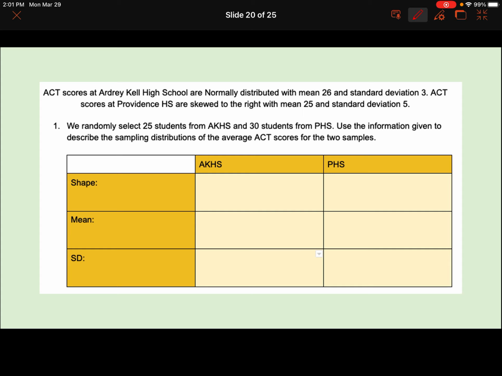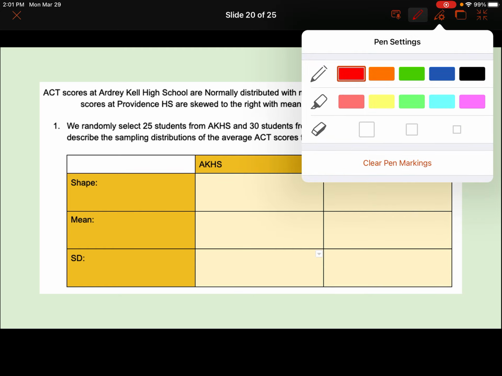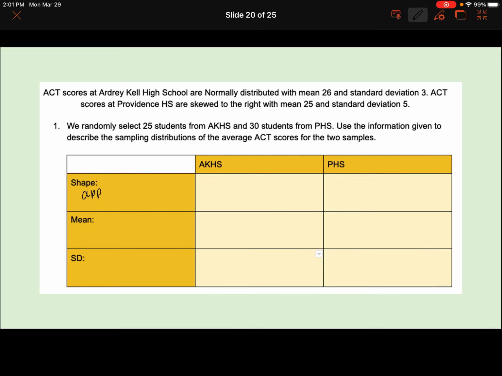All right, so for this, I'm going to give you just a little bit of a hint, and then I'll give you some time to work on it. So both of them are going to be approximately normal, but I want you to try to figure out why. And then the mean is going to be equal to the mean of the population for both. And the standard deviation for both is going to be equal to the standard deviation of the population divided by the square root of the sample size. So go ahead and pause, try to fill this table out, and then we'll go over it together in a bit.